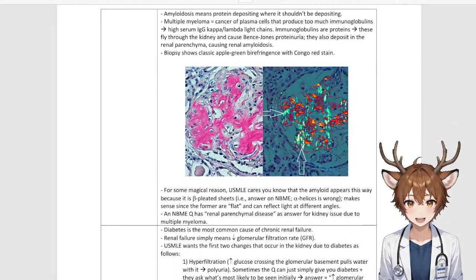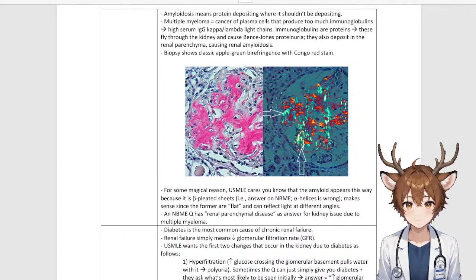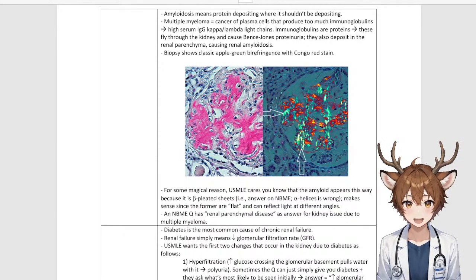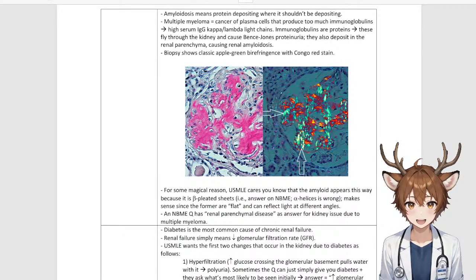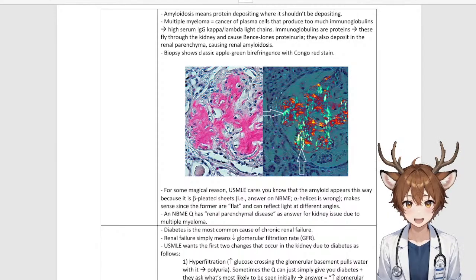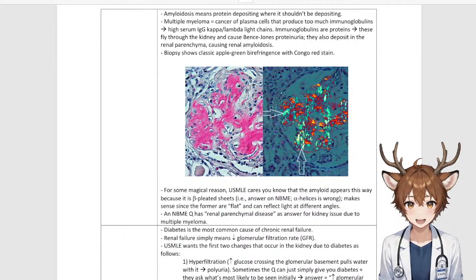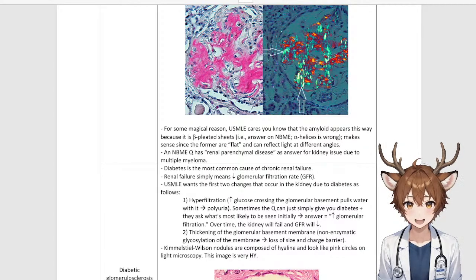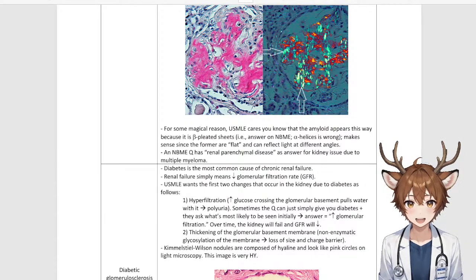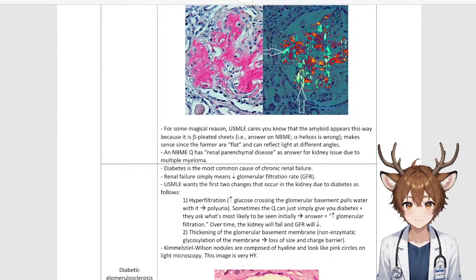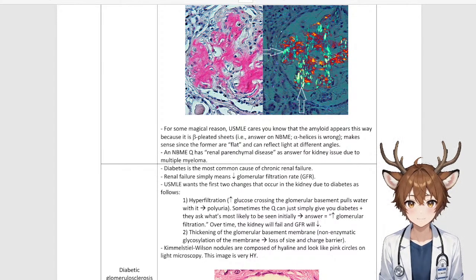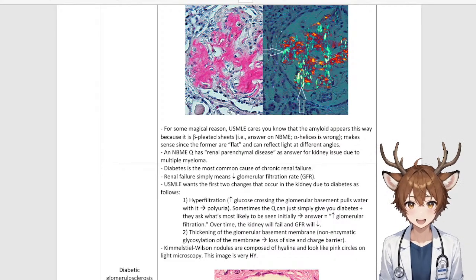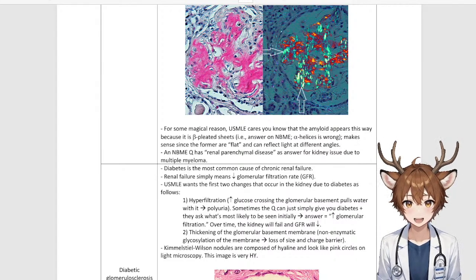And see, here's the image right there for you. For some magical reason, USMLE cares that the amyloid appears this way because it is beta pleated sheets. That is to say, answering NBME, alpha helices is wrong. Beta pleated sheets, okay? Again, we're talking here about renal amyloidosis. Beta pleated sheets make sense since the former are flat and can reflect light at different angles. An NBME question has renal parenchymal disease as an answer for kidney issue due to multiple myeloma.